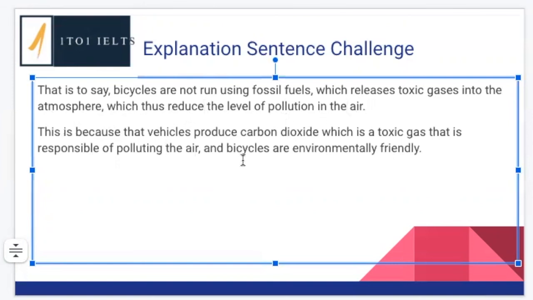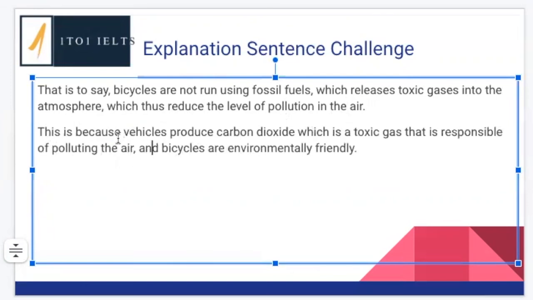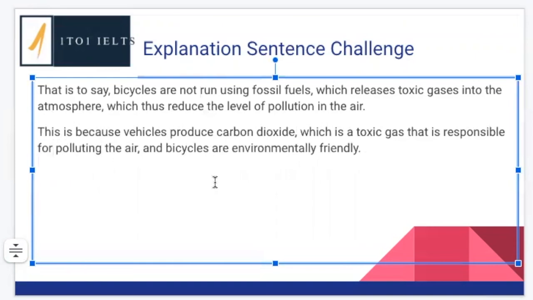Okay, and then moving on to our final one. This is because that's it. This collocation doesn't exist in English. So we can just say this is because, and no need for that. This is because vehicles produce carbon dioxide. We're adding information, so we've got commas around the non-defining relative clause, which is a toxic gas that's responsible of. The collocation here is responsible for, not responsible of. So you can remember this for a prepositional collocation. This is because vehicles produce carbon dioxide, which is a toxic gas that's responsible for polluting the air, and bicycles are environmentally friendly. Clear and concise.